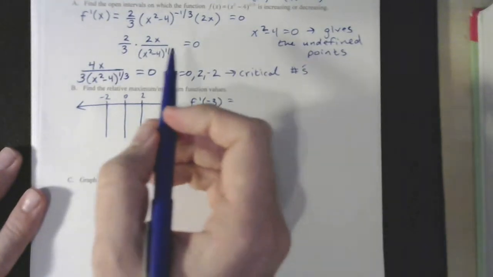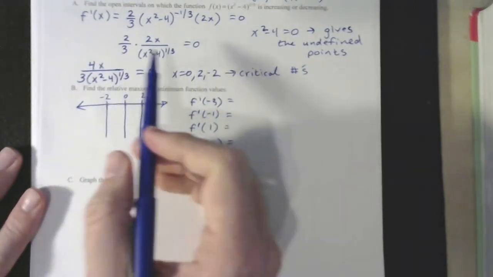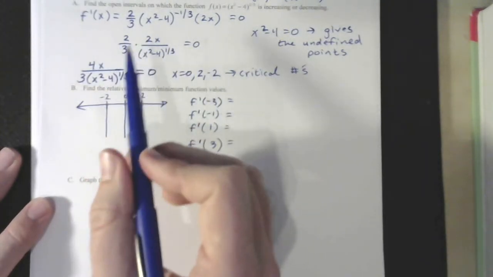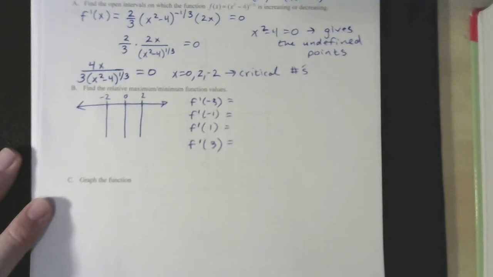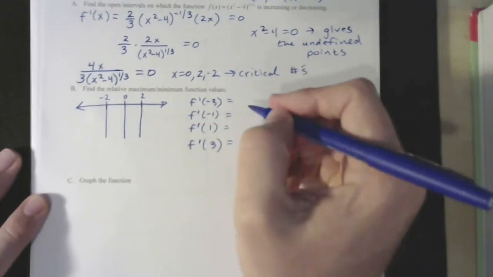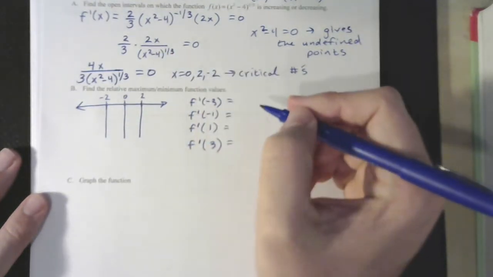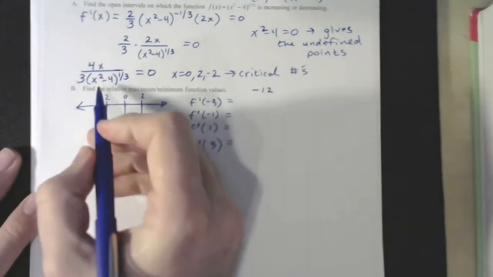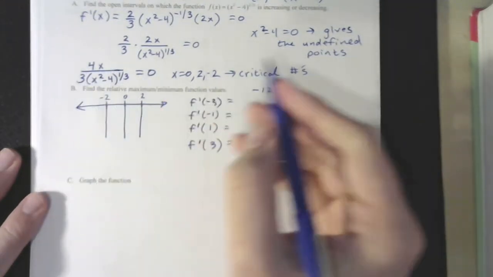So these are going into our original function, or not our original, into our derivative. So you can either use the simplified or the unsimplified. Now remember, we only care about the sign. So f prime of negative 3 is negative. I'm going to use the simplified version here.